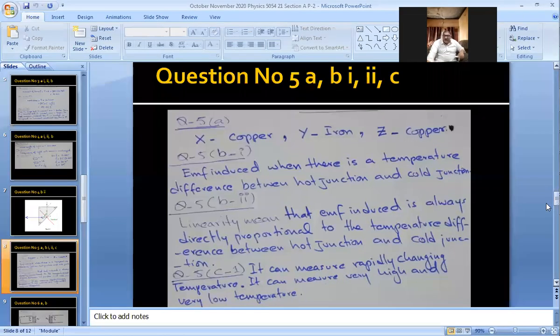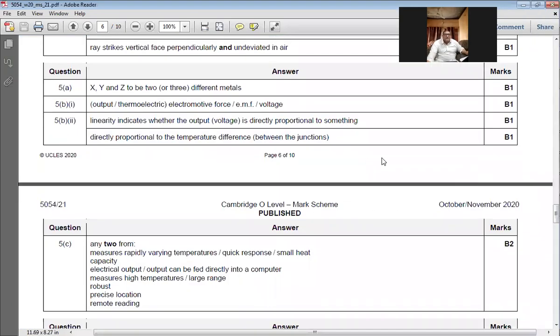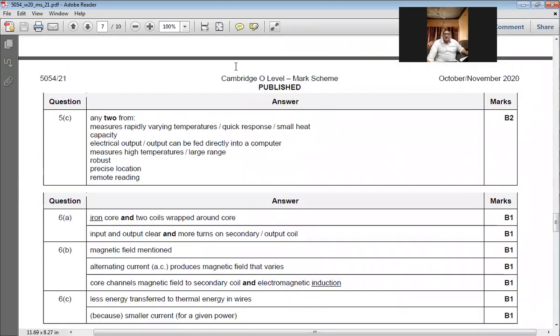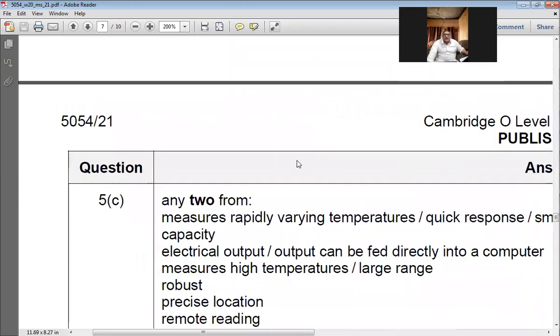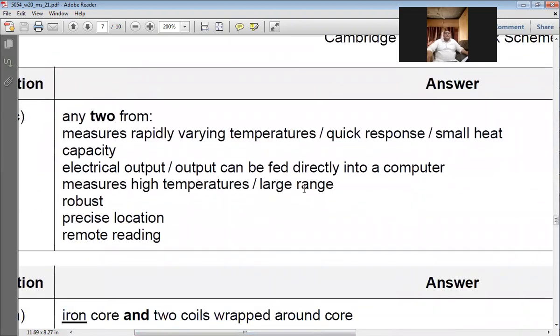Let me show you the marking scheme, because in the marking scheme he has also listed a lot of advantages. On your screen, it's very important. This is a 2-mark question. I just want to show you the advantages written in the marking scheme. Any 2 from means you just have to write 2: measure rapidly varying temperatures, quick response, small heat capacity, electric output.